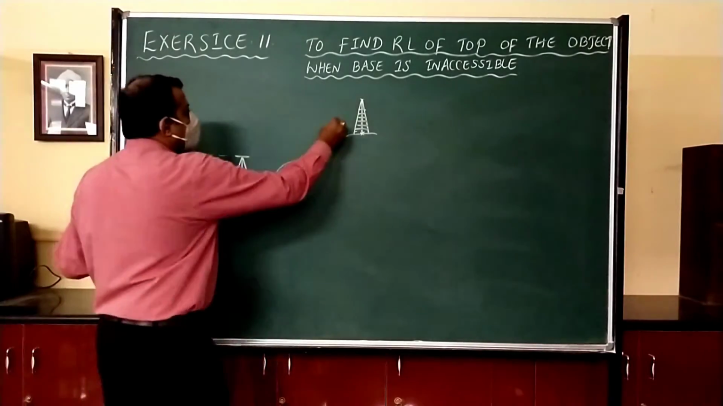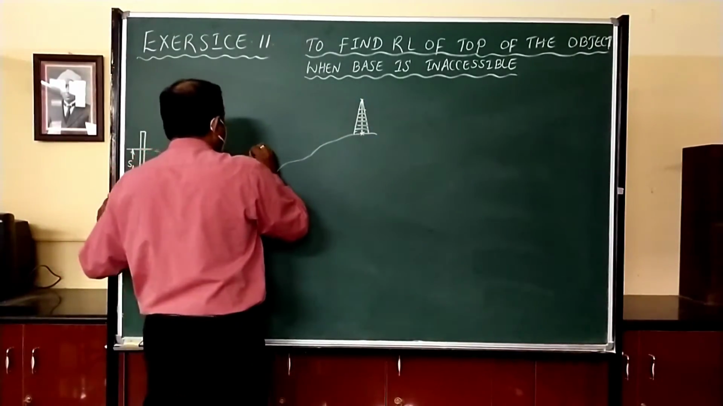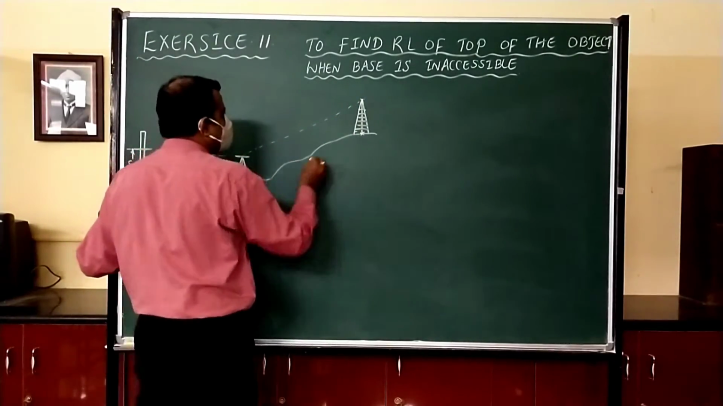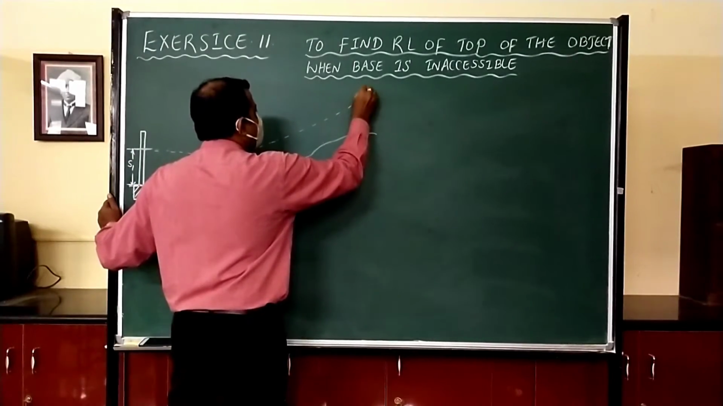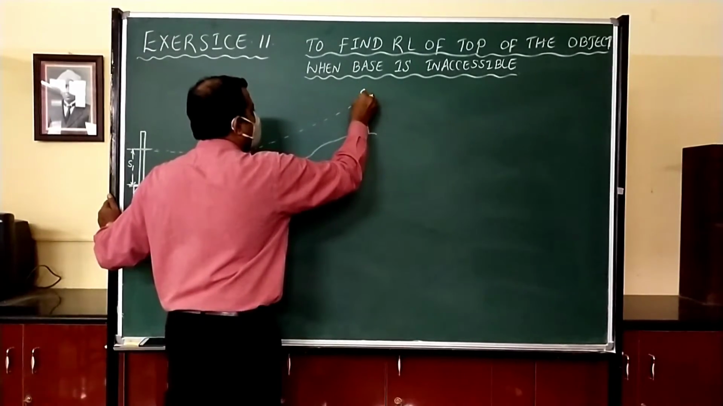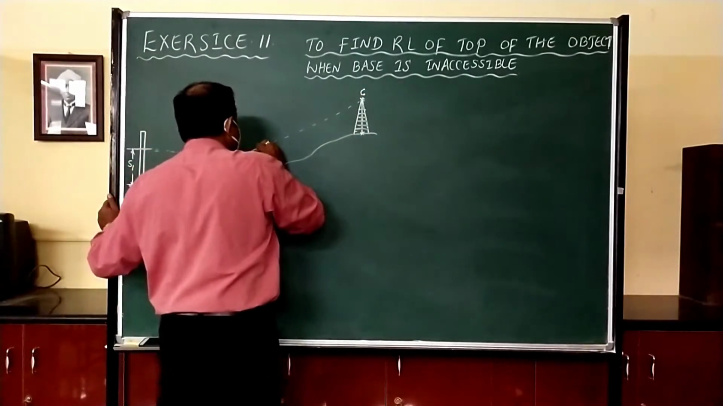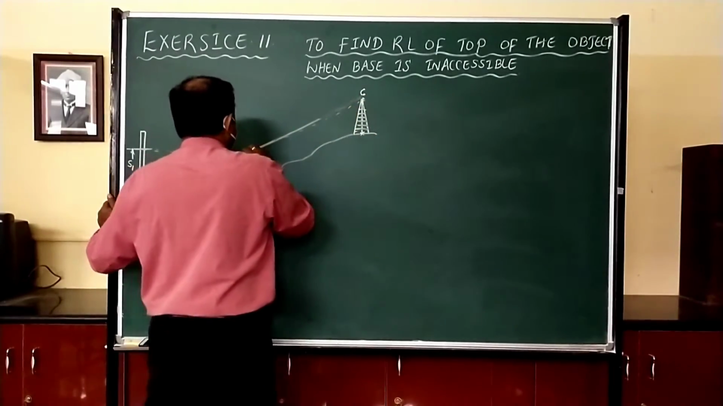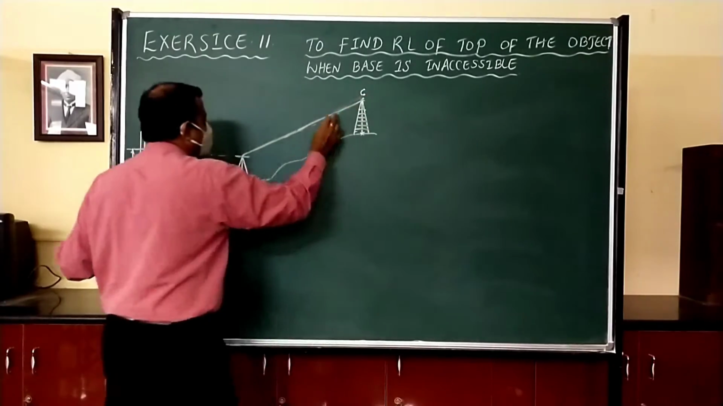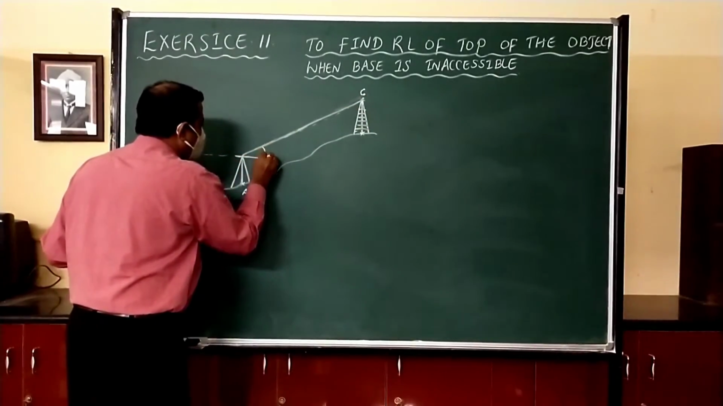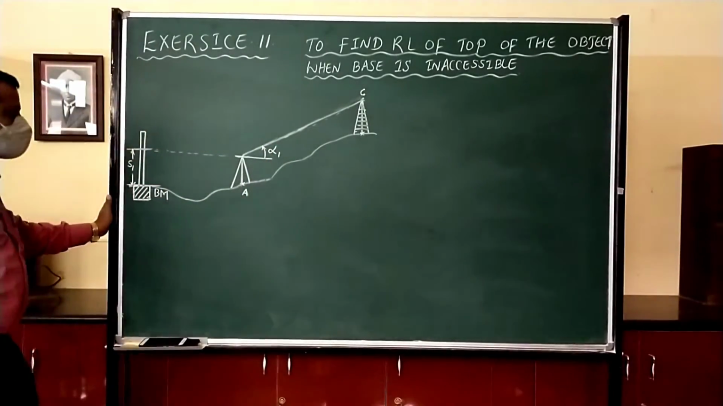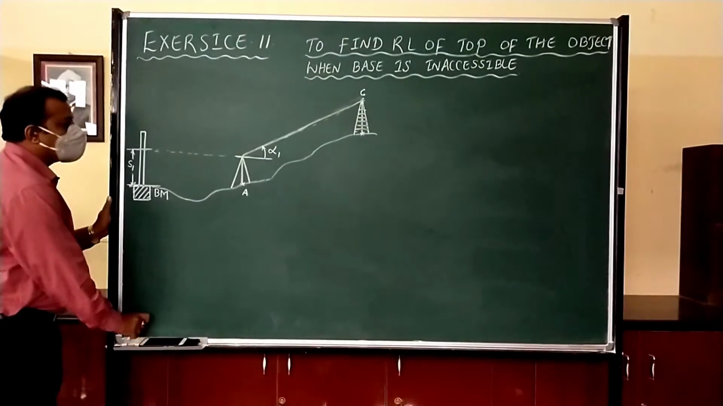Then bisect the top of the object whose RL you have to find. Let us take that station point, the top of the tower, as C. Bisect station C. After bisecting station C, note down the vertical angle. Let this vertical angle be alpha 1. Now alpha 1 is the vertical angle from station A.